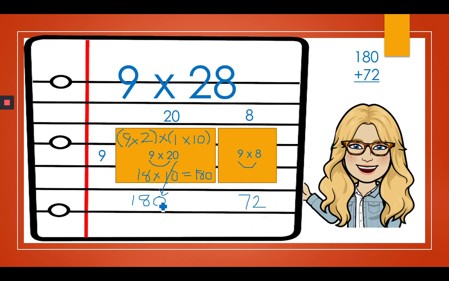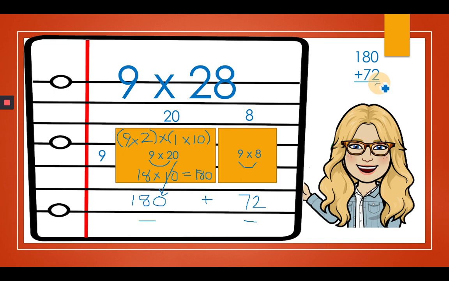Now we've got our 180 and our 72, and this wasn't supposed to appear over here yet, but you can see that we're going to now add the 180 and the 72 to get our total product, because we have partial products right now. We have a product of the tens and a product of the ones that need to be added together to get a total product. So right here we're going to add them.